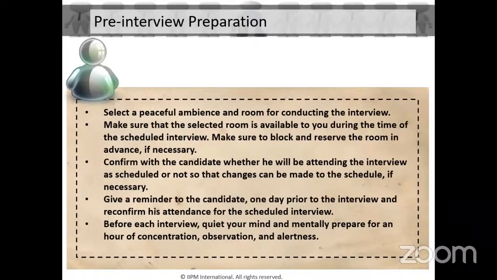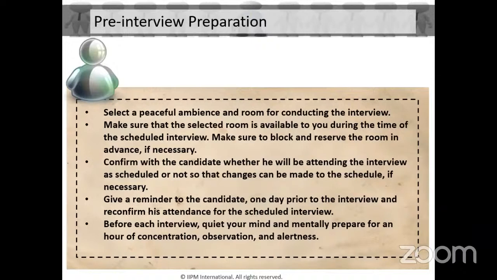Also select a peaceful ambience and a room for conducting the interview. Don't bring a candidate to a place where there are so many distractions, okay? You are chasing a fly and telling it, oh, this mosquito, and then you're asking questions. Don't do that, okay? Make sure that the place where the person is to be interviewed has a peaceful ambience. The radio is not on, the phone is not on, the television is not too loud, and the person says, come again, come again, come again. Meanwhile, you should have just reduced the volume on the television set or the radio. So please make sure the ambience is peaceful.